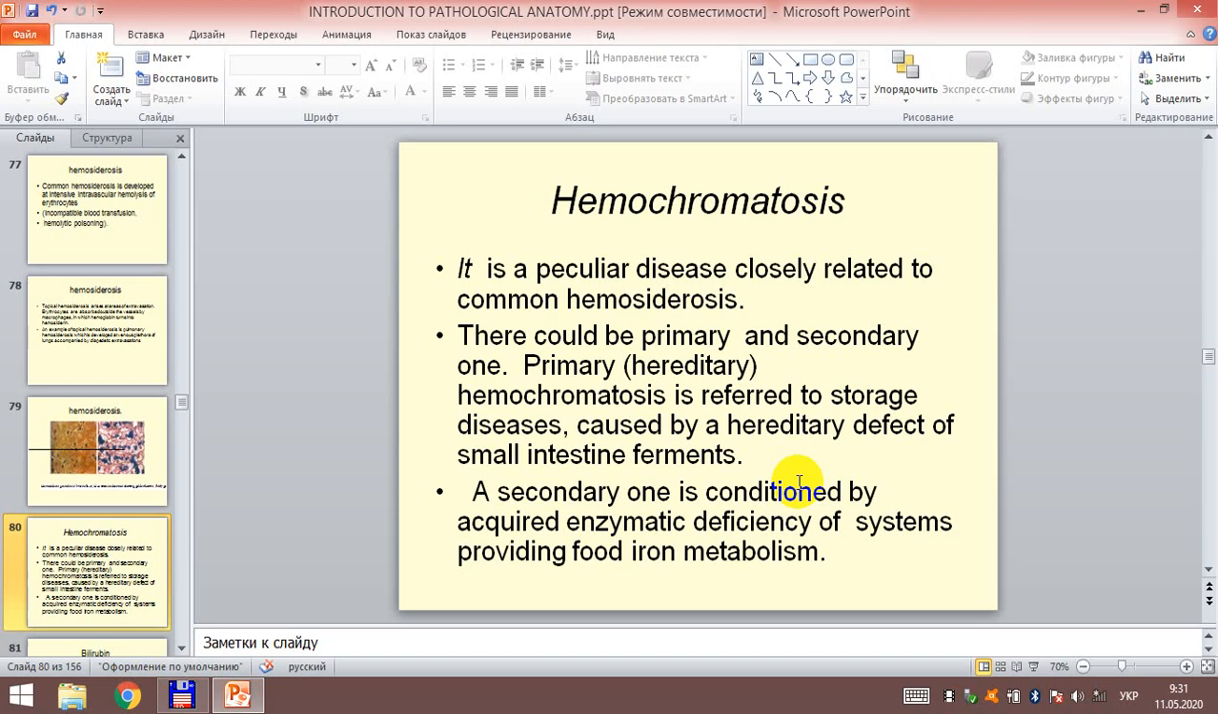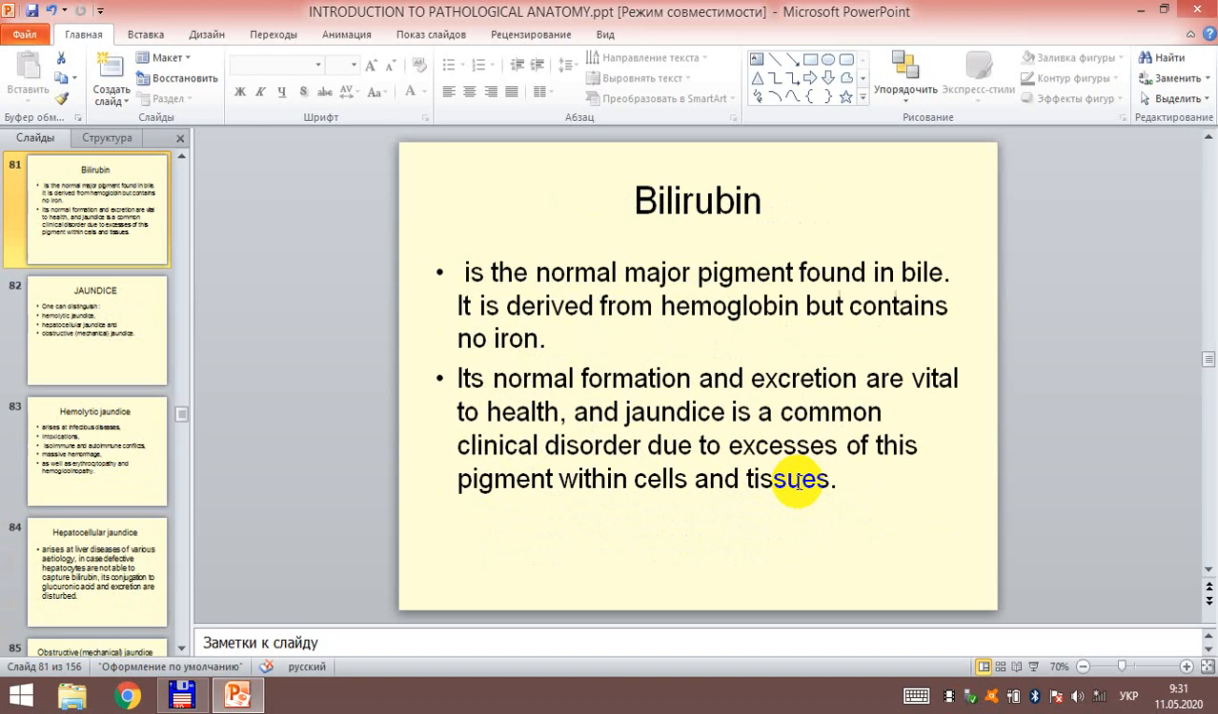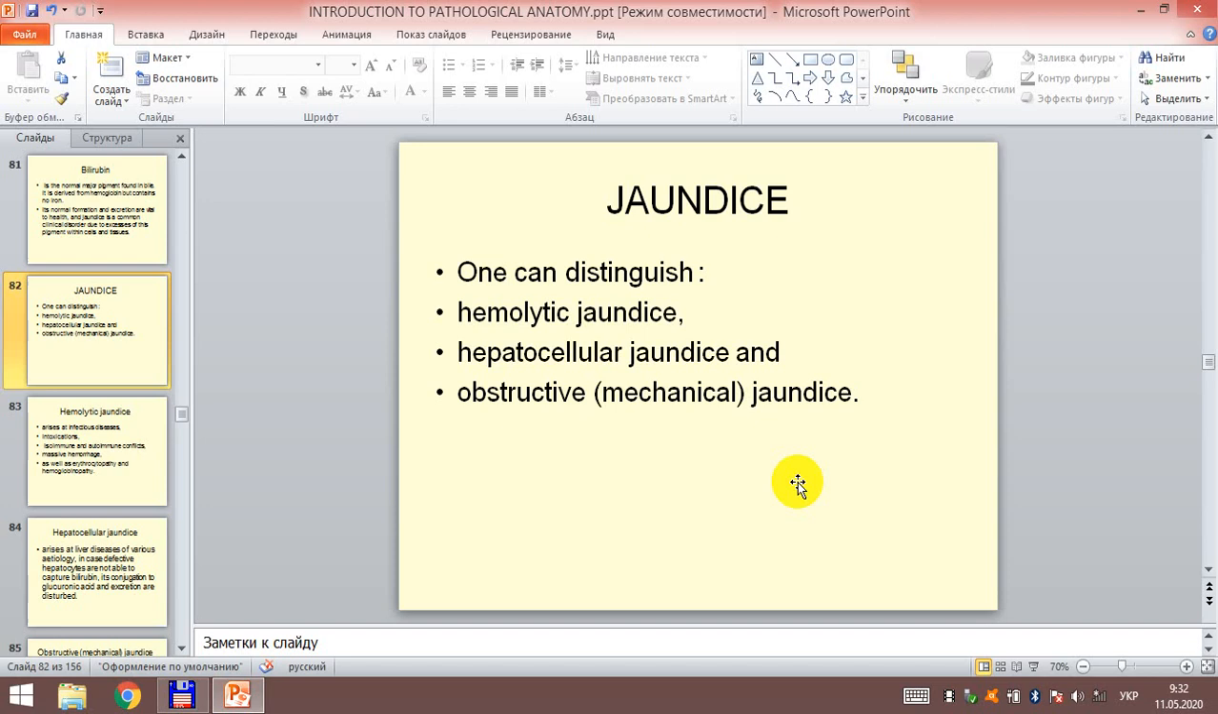Bilirubin is a normal major pigment found in bile. It is derived from hemoglobin but contains no iron. Its normal formation and excretion are vital to health, and jaundice is a common clinical disorder due to excess of this pigment within cells and tissues. Jaundice. One can distinguish hemolytic jaundice, hepatocellular jaundice, and obstructive or mechanical jaundice.